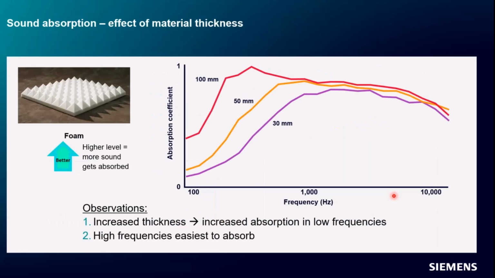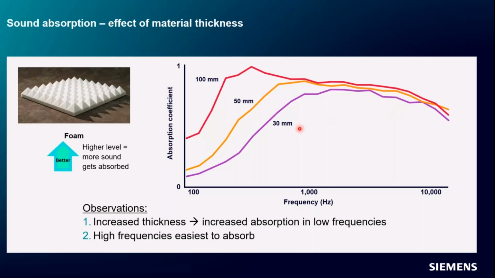So, with sound absorption, the effect of material thickness. If you look at absorption coefficient, again, higher is better on all of these plots. You'll see this blue arrow: the higher you are on this chart, the more sound you're absorbing with your material. And then you see versus frequency here. We have a 30mm sample of foam, let's say in this case, and we get this purple line, and that shows us versus frequency how well we absorb the different frequency noises.